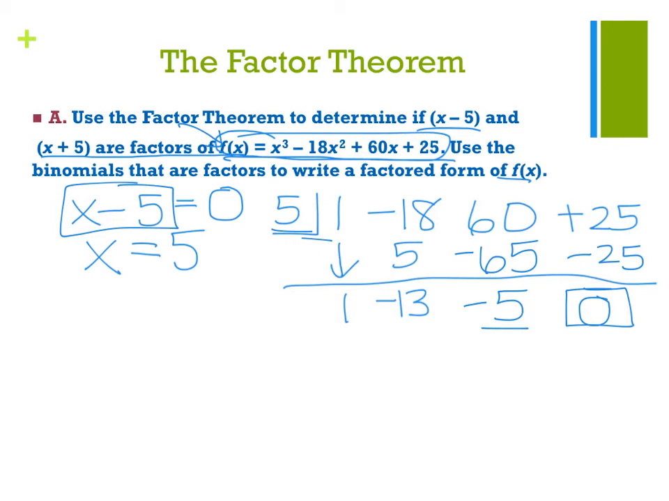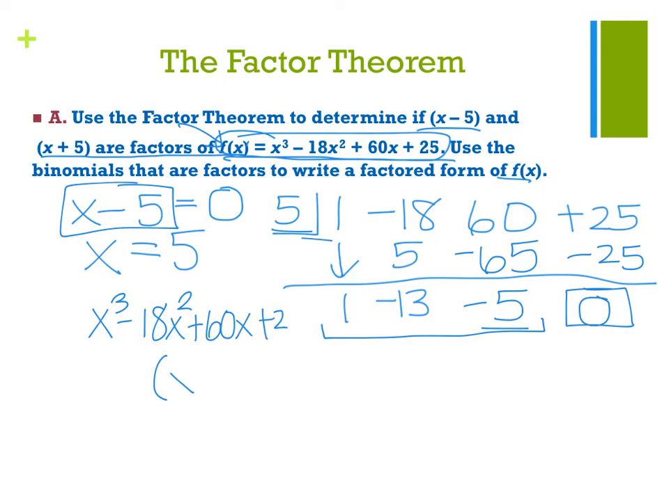Now, since x minus 5 is a factor, we can use these coefficients to write the remaining factor. So this polynomial x cubed minus 18x squared plus 60x plus 25 can be written as x minus 5 times, in parentheses, these numbers right here, which are the coefficients of the polynomial that is left over. Remember, in synthetic division, the last number is always our remainder. I move one to the left, that's my constant. Then the next term is x, and then x squared.